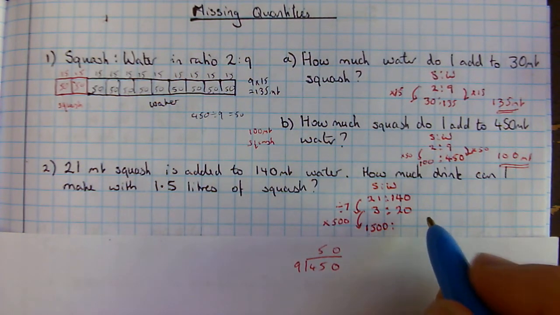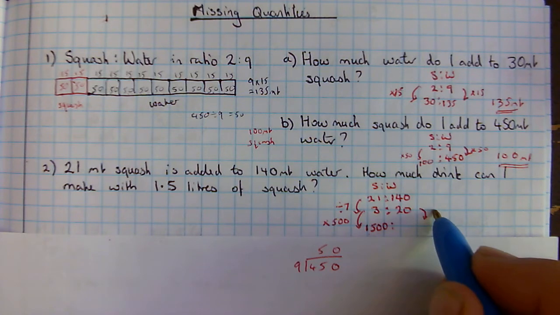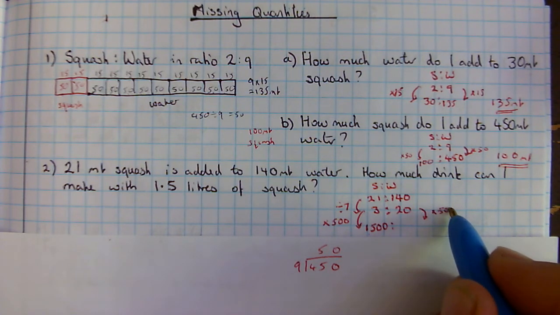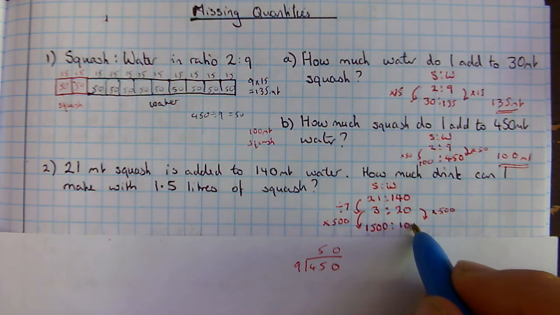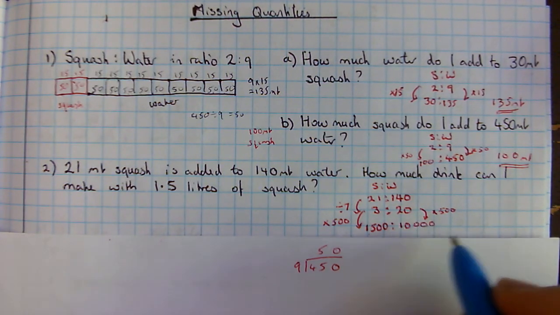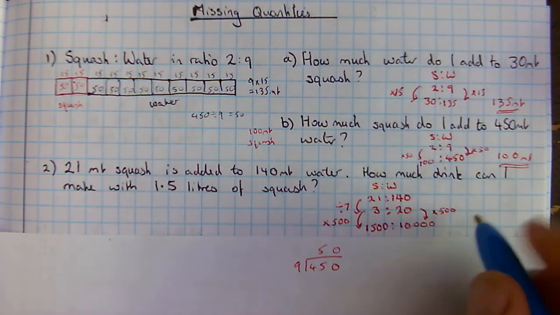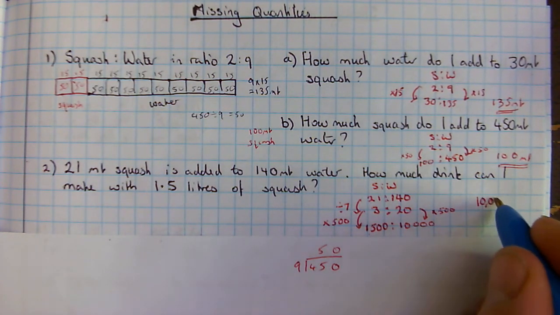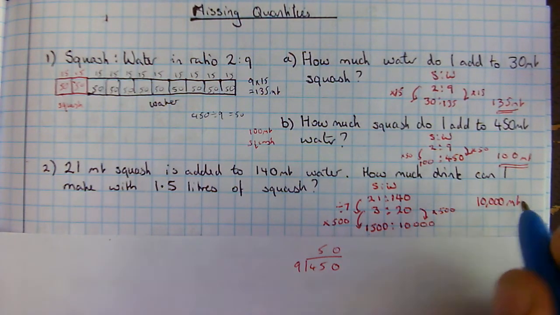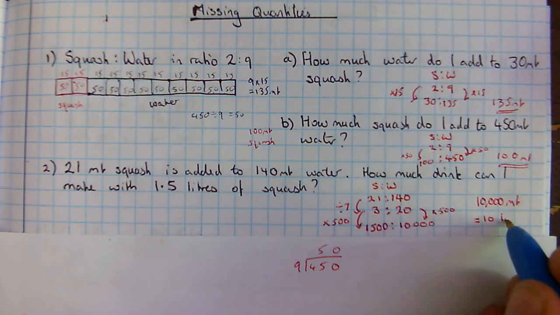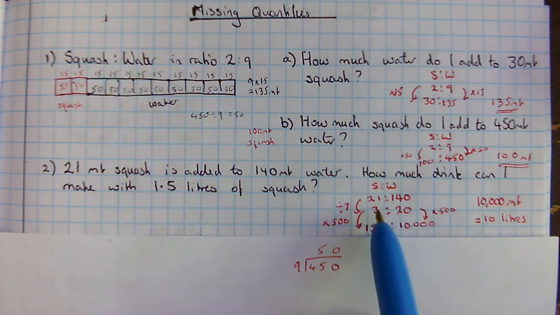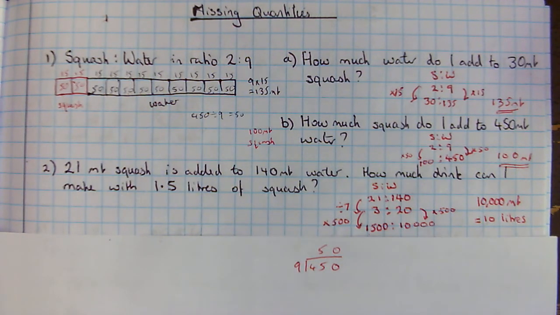So I've got to times by 500. So here, I'm timesing by 500. 2 times 5 is 10, which gives me an answer of 10,000 millilitres. Not a very sensible quantity, so I'm going to divide it by 1,000 and give it as 10 litres. Important point to note, you often have to simplify your ratio first before you can find your missing quantity.